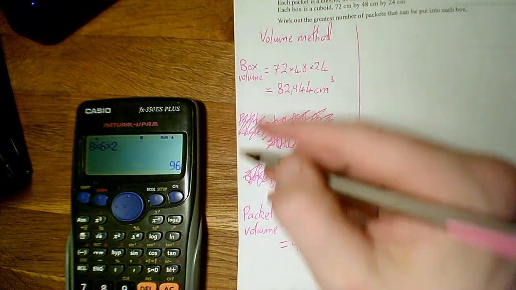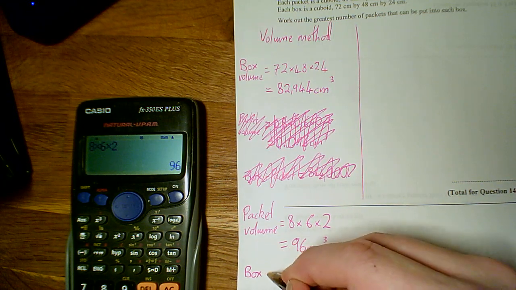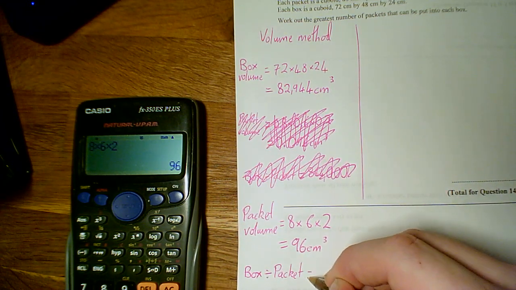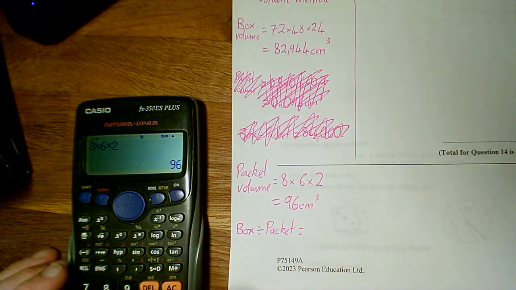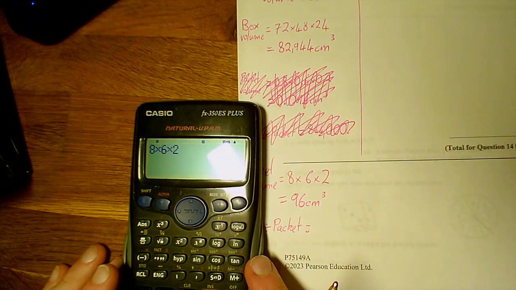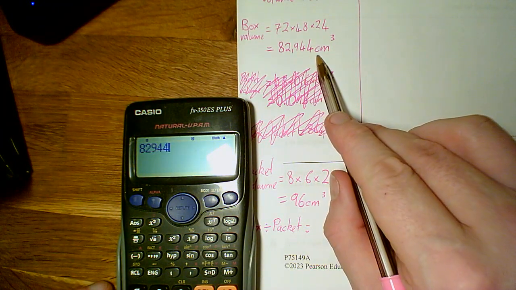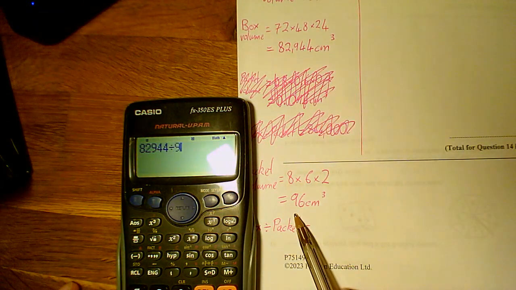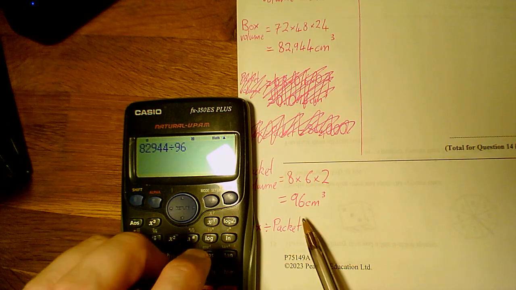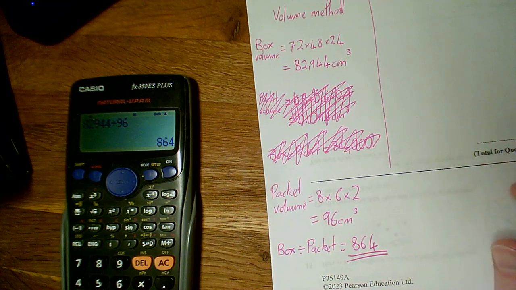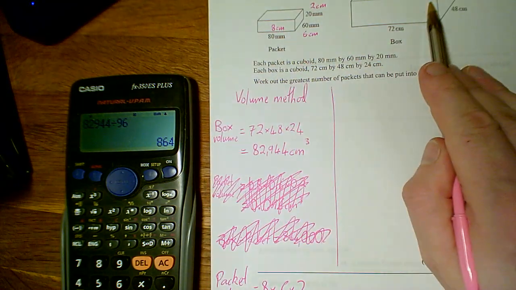Right. So the box divided by the packet is 82,944 divided by 96, which is 864. So we can fit 864 of these little ones into there.